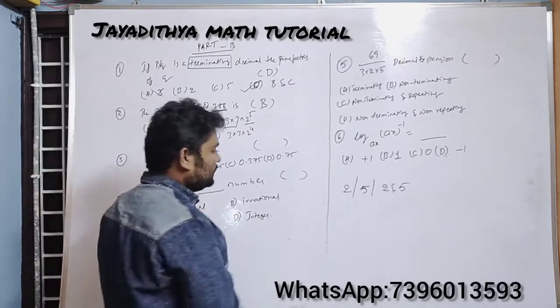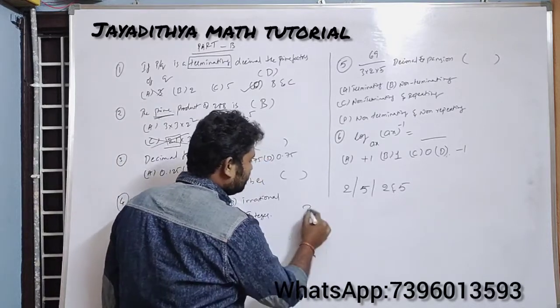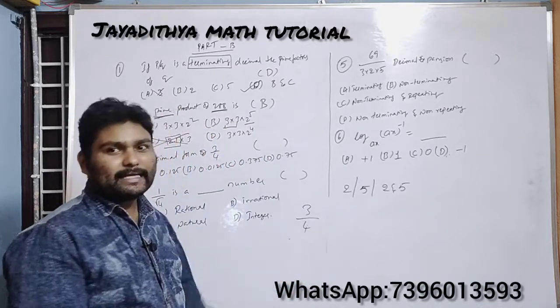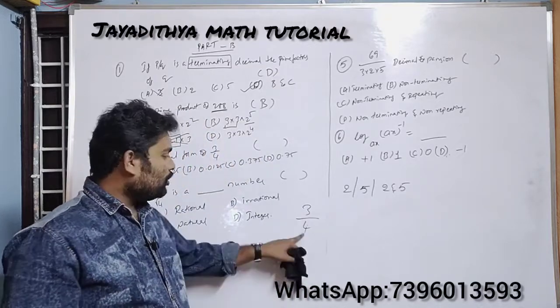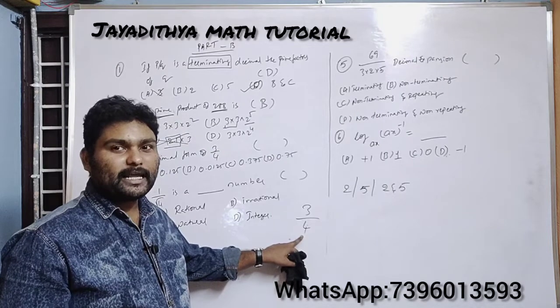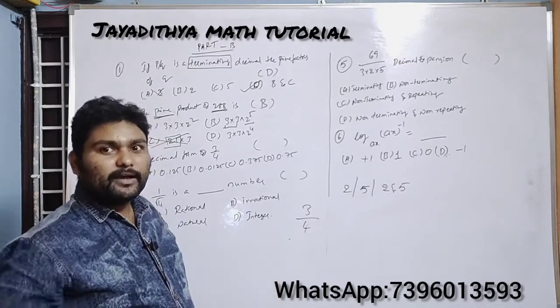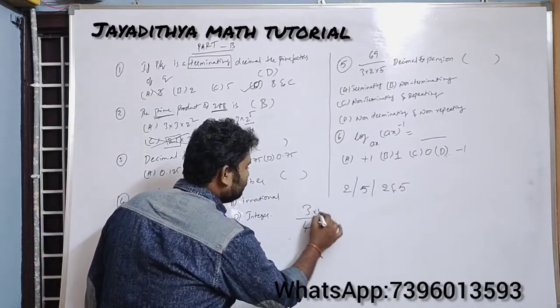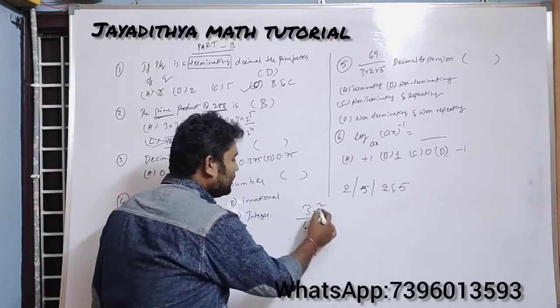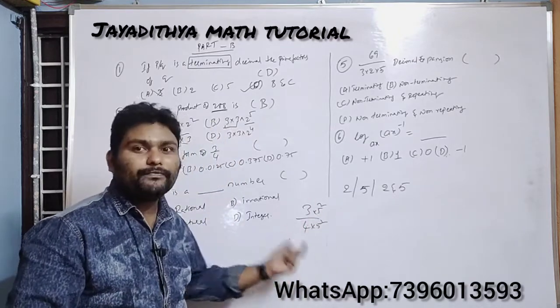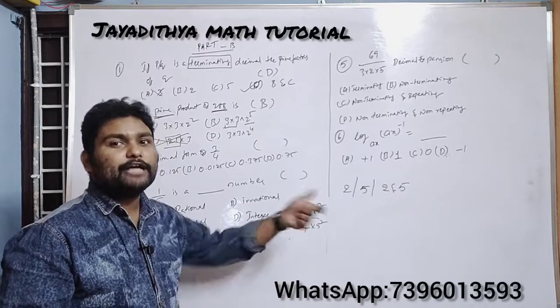Decimal form of 3 by 4. So you can do it in 2 ways. You can directly divide, or you can do one more thing: 4 can be written as 2 square. So you multiply both sides with 5 square. So this is 5 square into 5 square. In the numerator and denominator you multiply with 5 square. This is the method of finding a decimal without actual division.